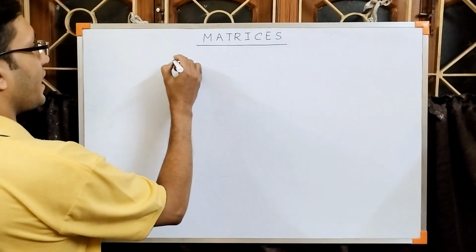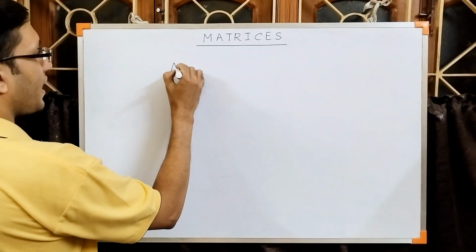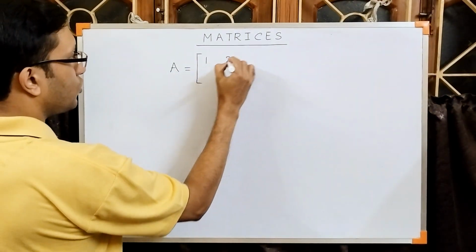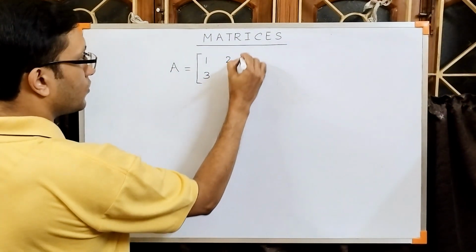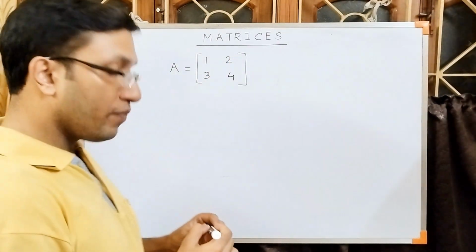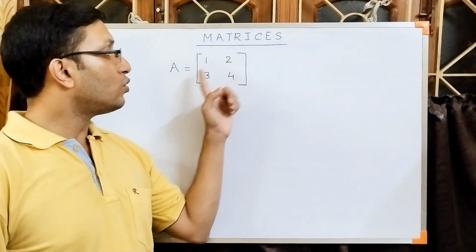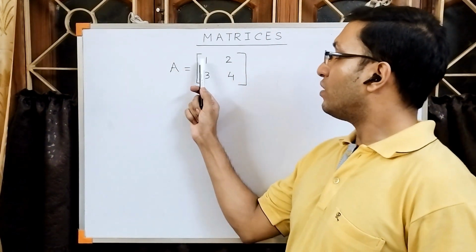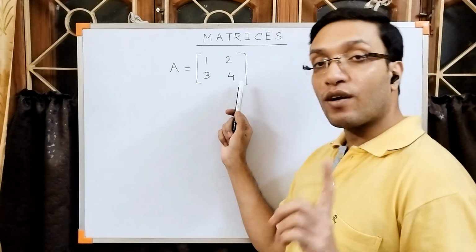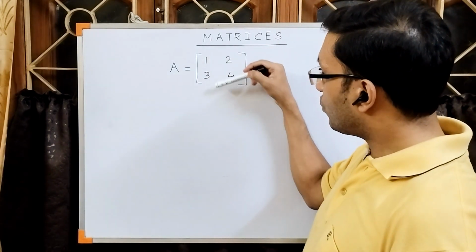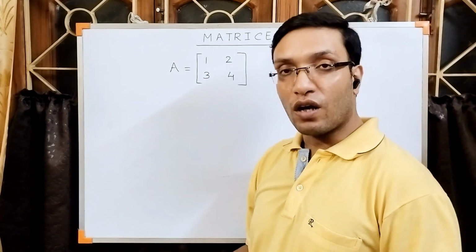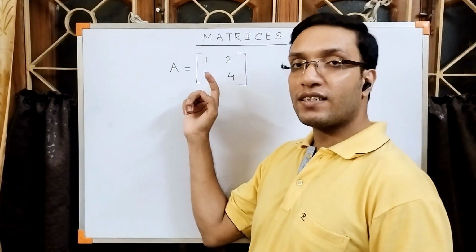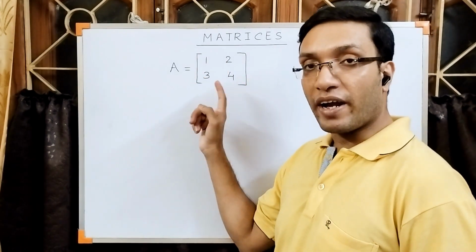Like I write matrix A: 1, 2, 3, 4. Now, here 1, 2, 3, 4 are known as the elements of the matrix. These two horizontal lines are known as rows, and these two vertical lines are known as columns. Matrices are always enclosed within third bracket or square brackets.